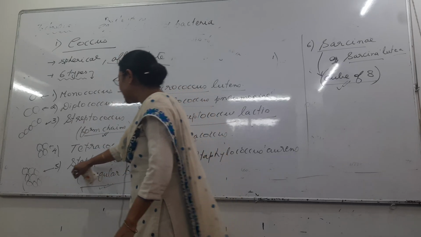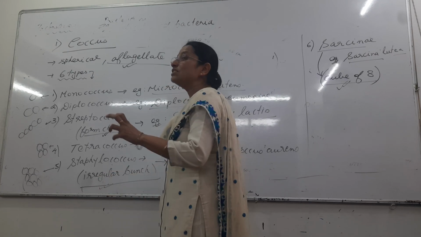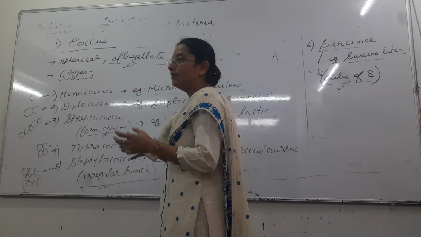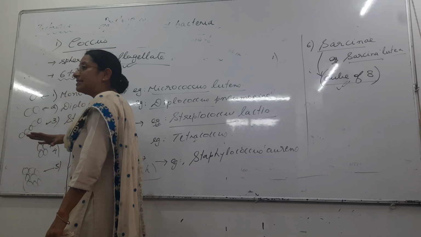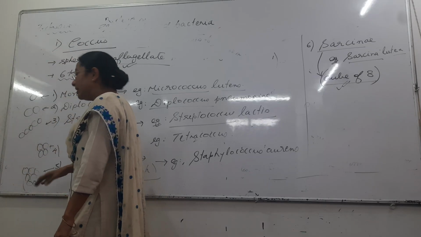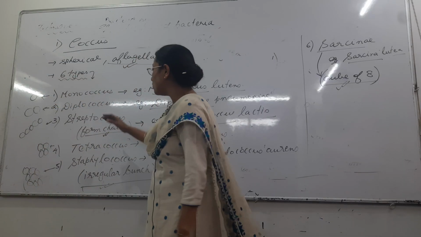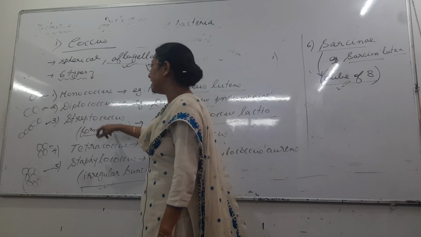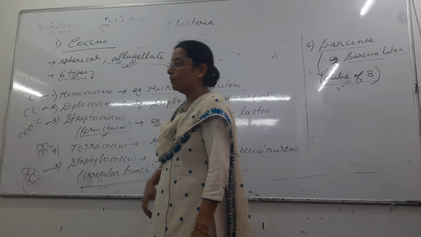Again, what is important is the meaning of staphylo. Staphylo means irregular bunch, like a bunch of grapes. Here the group is not specific, unlike what we said for tetra, where it is specific. So it is called irregular. The important points are the words strepto and staphylo: strepto is chain, staphylo is irregular.